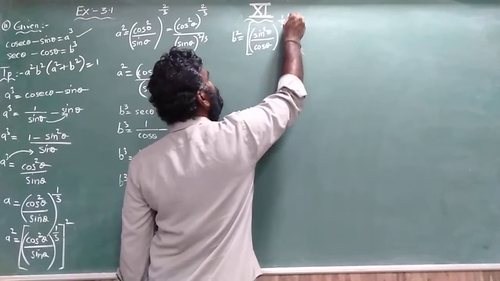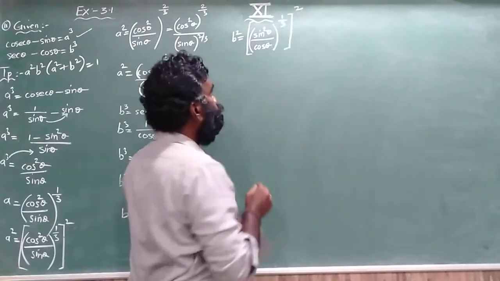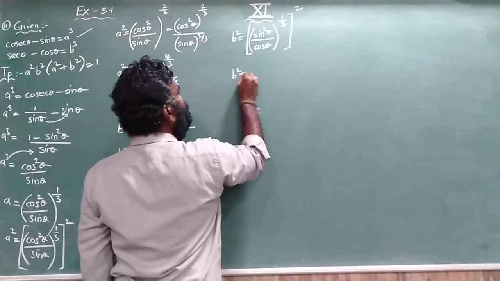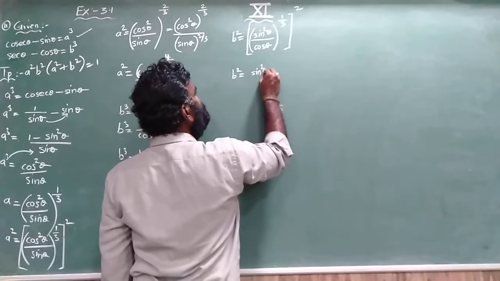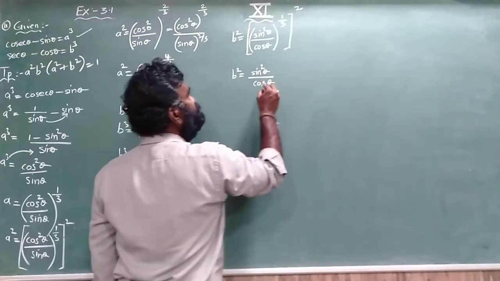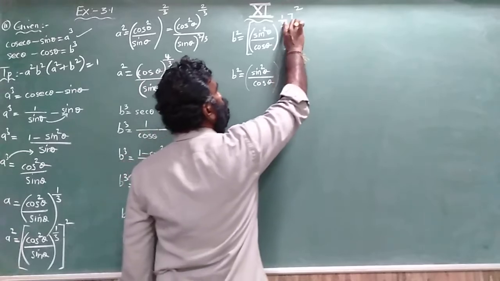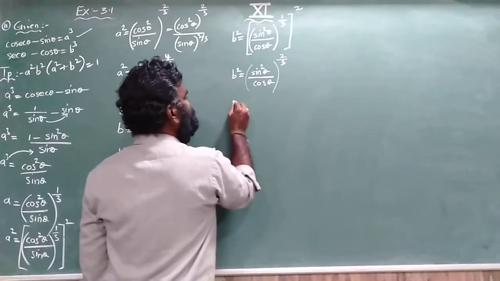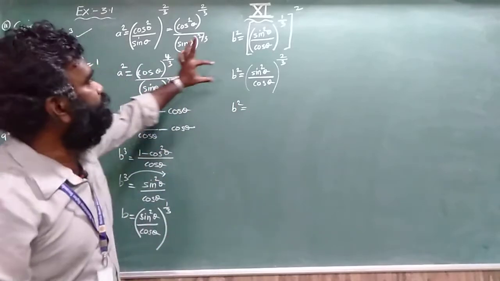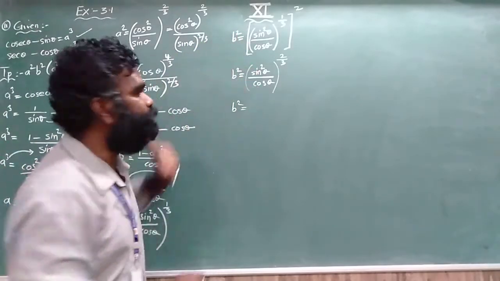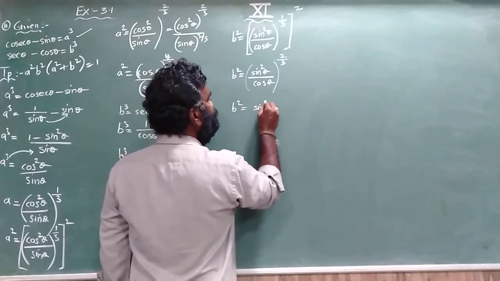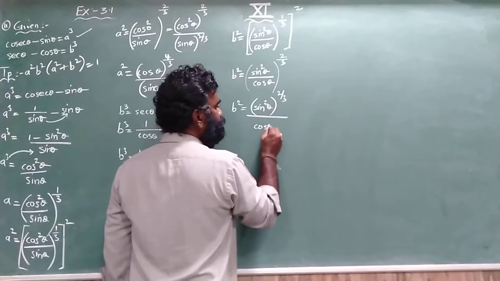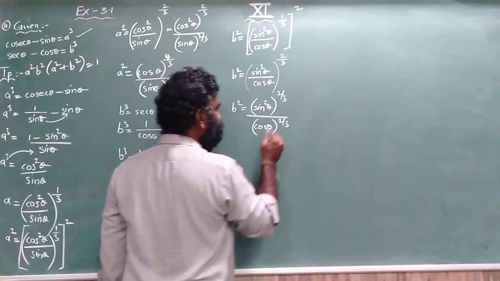Next I need to make the squaring. So you know the power rule, a power b, whole power c. I can multiply both of these. So b square is equal to sin square theta divided by cos theta, multiply both these powers: 1 by 3 into 2 is 2 by 3. The same procedure. Therefore b square is equal to, we need to separate the power for numerator and denominator: sin square theta whole power of 2 by 3 divided by cos theta whole power of 2 by 3.